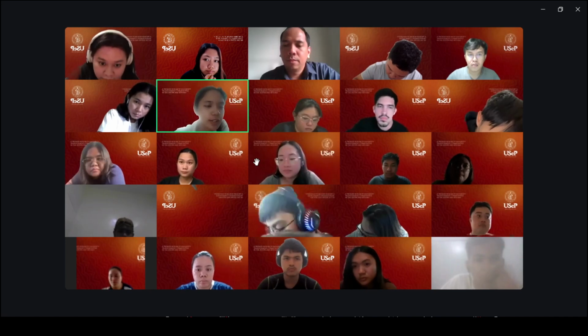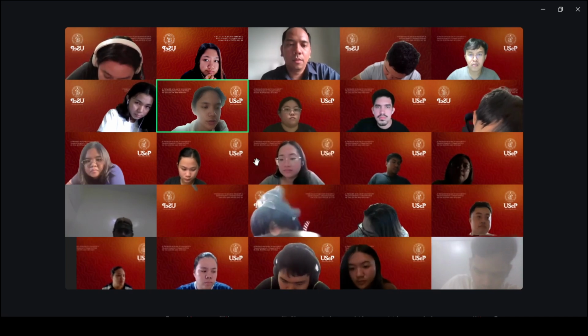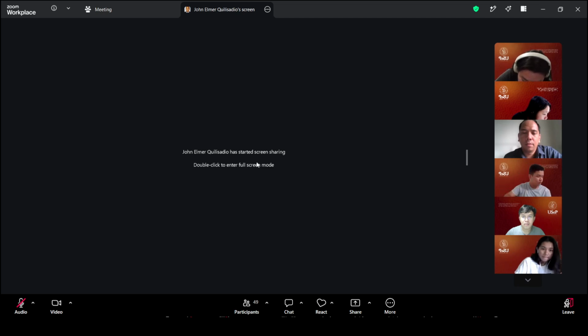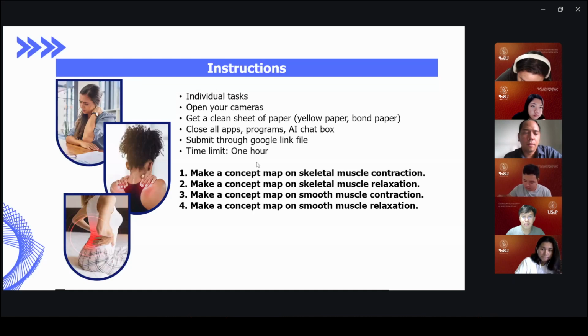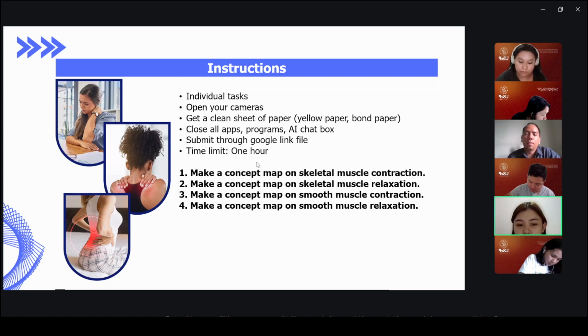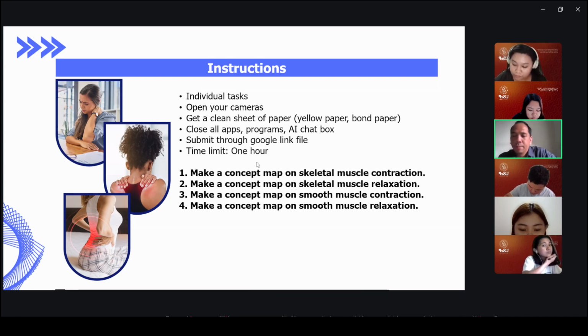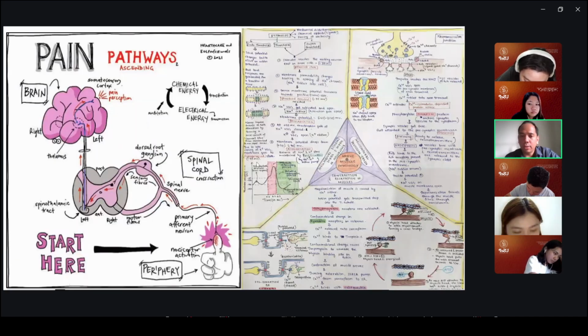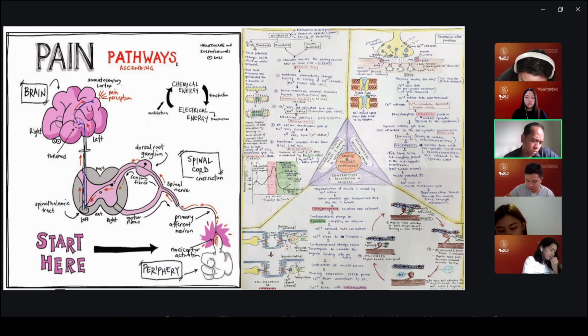Doc, can you please repeat the slide of the instructions? So make a concept map on skeletal muscle contraction, skeletal muscle relaxation, smooth muscle contraction, and smooth muscle relaxation. Doc, is it only one bond paper for all of it, or different bond paper for each? You can use different bond paper so that you will not be limited by space. So it is like this, no? But if you would like to add colors, you can do that, no? It is not strict. Highlights are fine too.